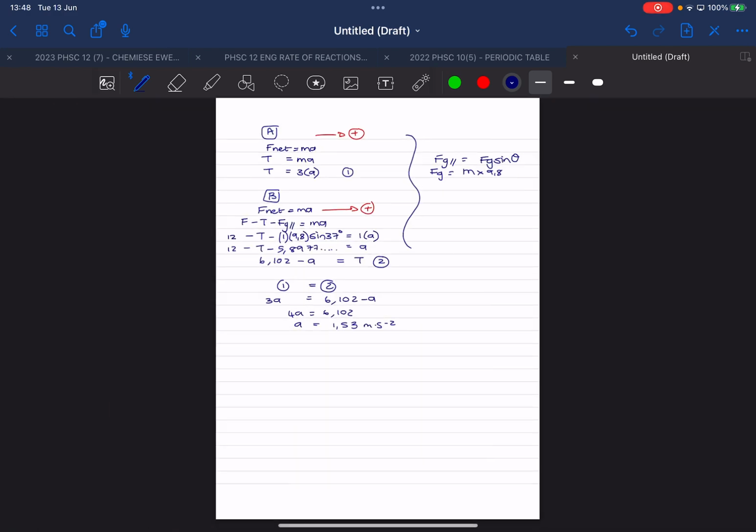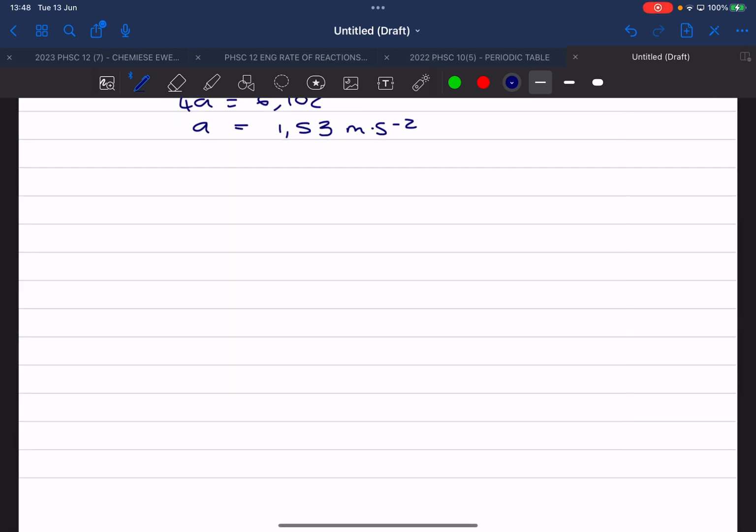Goed. Then, any question there? Enige vrae daar? Okay. Then, question 2.3.2. They say calculate the tension in the cord, die spanning in die touwtjie.